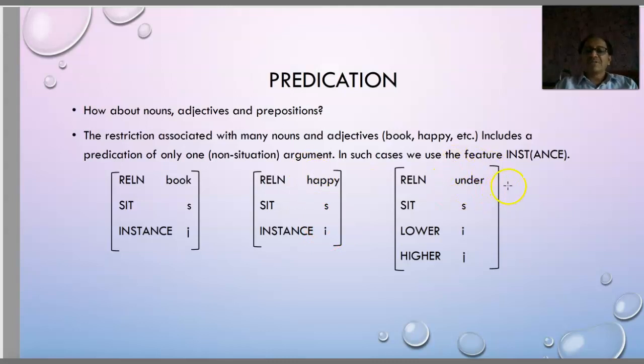And if you consider a preposition like under, the relation is under. In that situation, I is lower, J is higher. That means I is under J. So I is happy. I is a book here. Here I occurs under J. This is the predication which we have. These actually contribute to the restrictions.